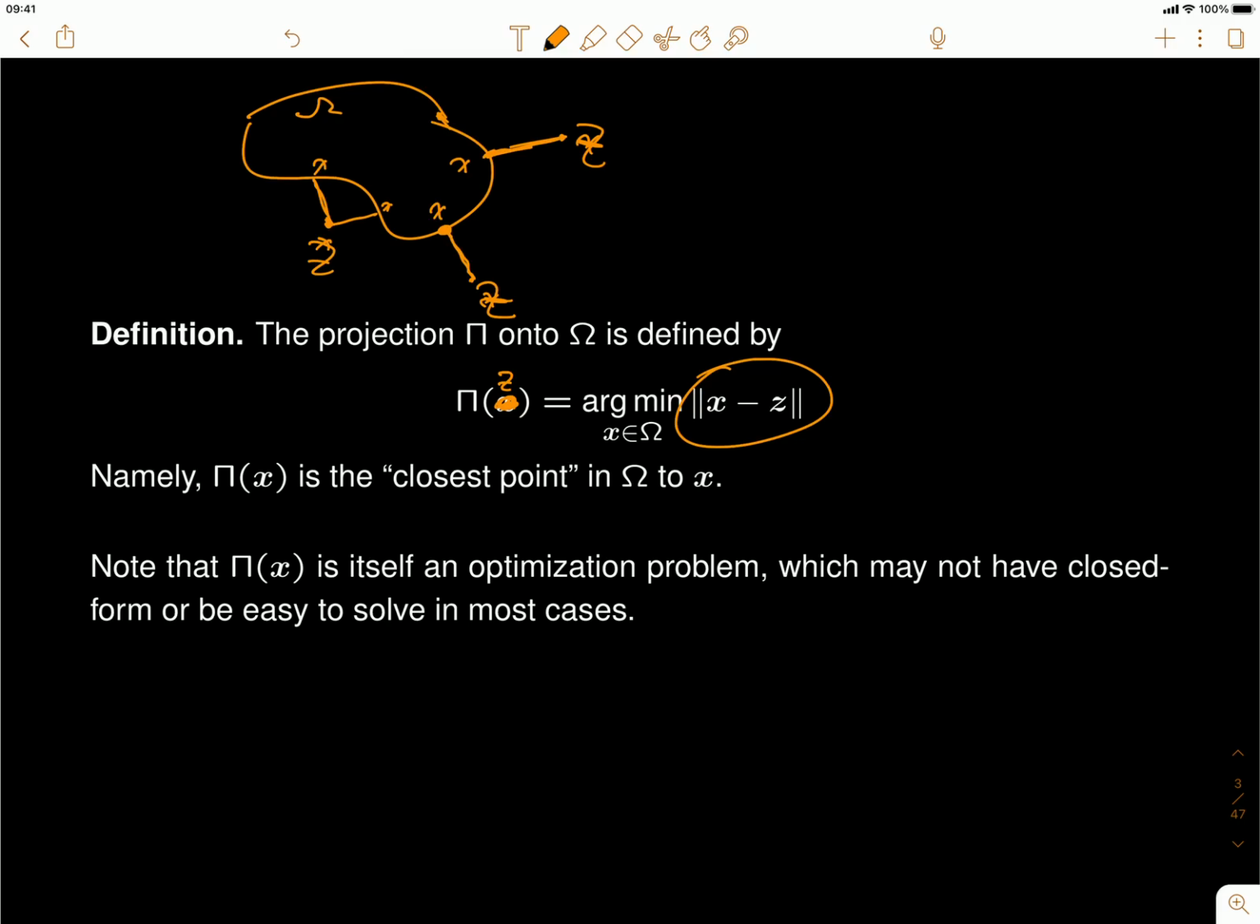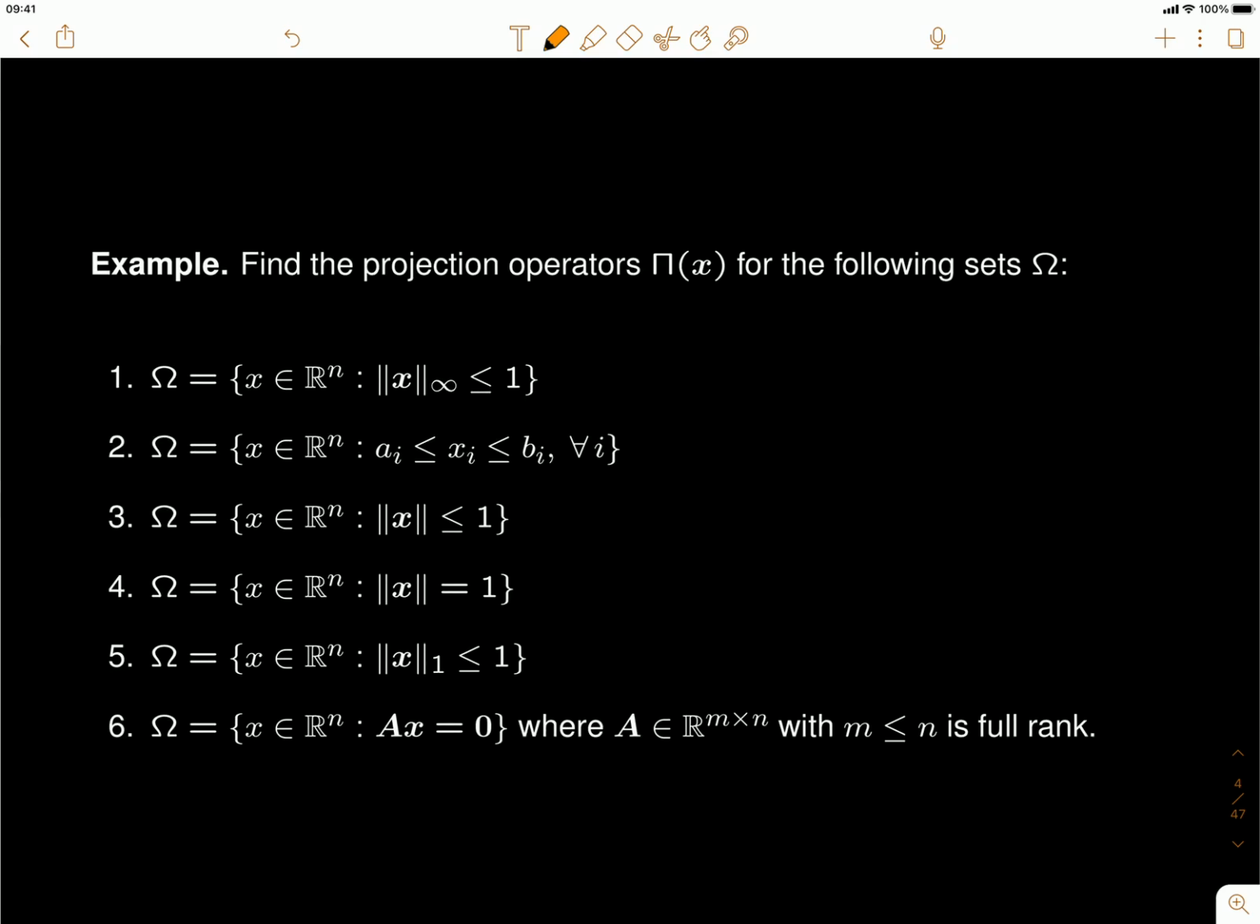So that is the issue here. But indeed, in some cases, the projection is easy to find. So at least there are some examples where the projection is pretty easy to find. For example, you're projecting your x to this set.